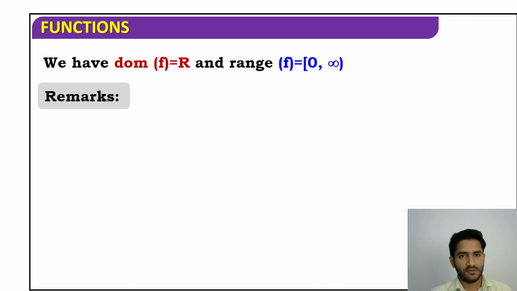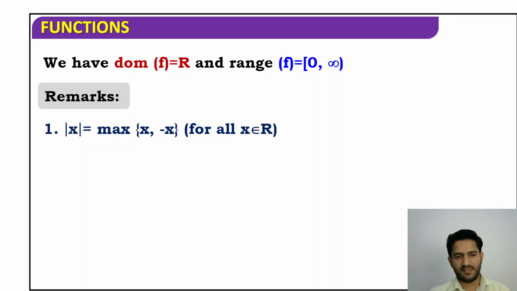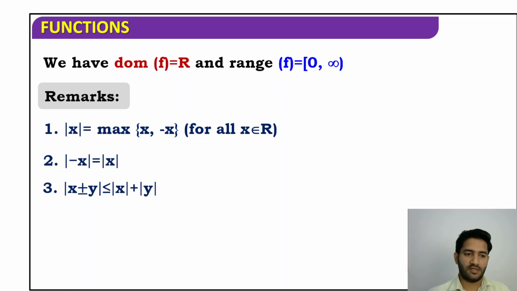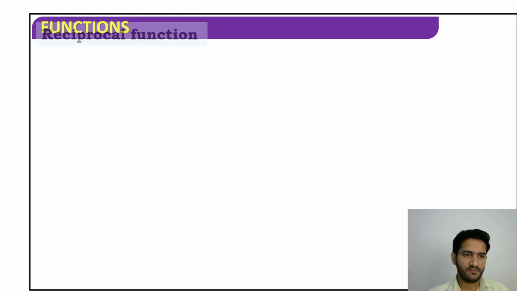Now we are denoting the modulus as modulus x. These are some definitions. Modulus x means the maximum of x comma minus x, and also we know that modulus of minus x is equal to modulus of x. Both are the same. This is called the triangle inequality: modulus of x plus or minus y is always less than or equal to modulus x plus modulus y. These are some properties, remarks or results related to the function f of x equal to modulus x.